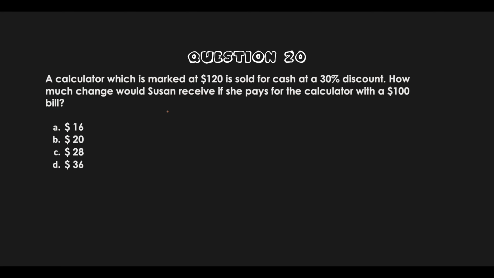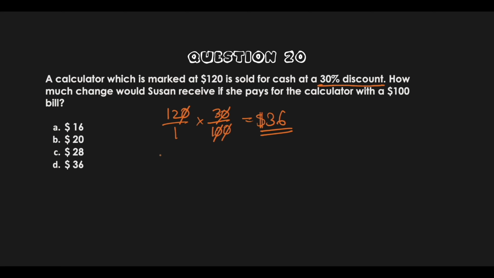A calculator which is marked at $120 is sold for cash at a 30% discount. So let's just figure out what that discount is. So 120 over 1 multiplied by 30 over 100. So we could say here, 10 into 100 goes 10 times, 10 into 30 goes 3 times, 10 into itself goes once, so we're left with 1, and 10 into this goes 12 times. Therefore, 12 times 3 is equal to 36. So this 36 represents the 30% discount.